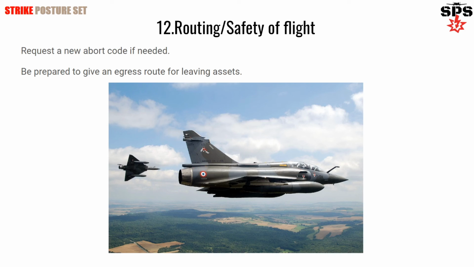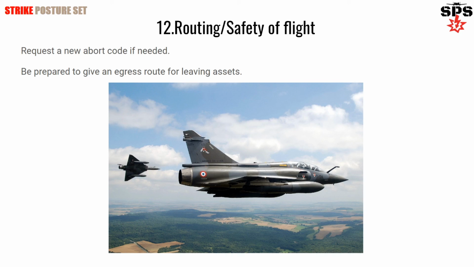Step 12 is the routing, safety of flight. So safety of flight first. Once your aircraft has attacked the target, you want to observe the battlefield, what's going on. Are there any movements, any ACA threats that came up? And you want to maybe re-deconflict your aircraft accordingly. And also if you use the abort code, you need to request a new one, because obviously the code will be compromised if you use ramrod. You need to do that as soon as you abort the aircraft.